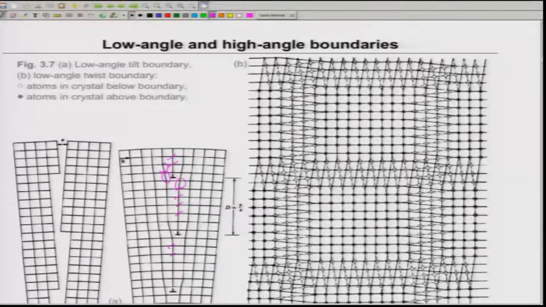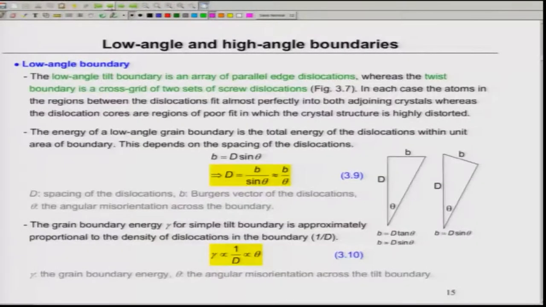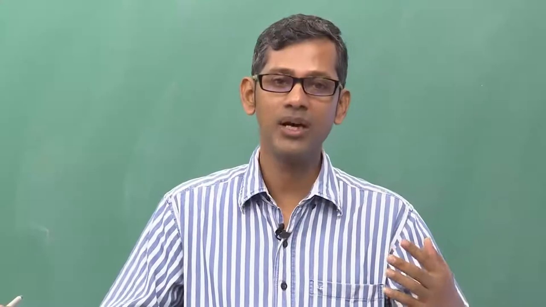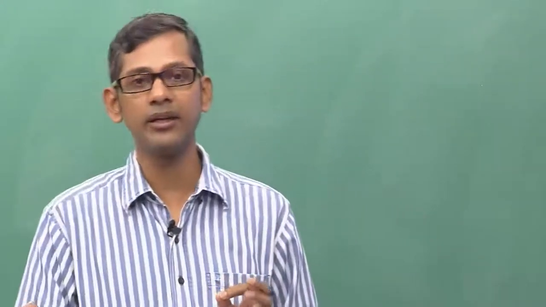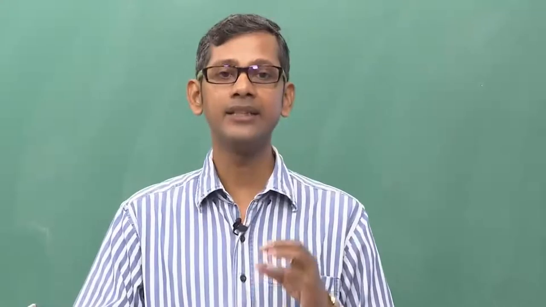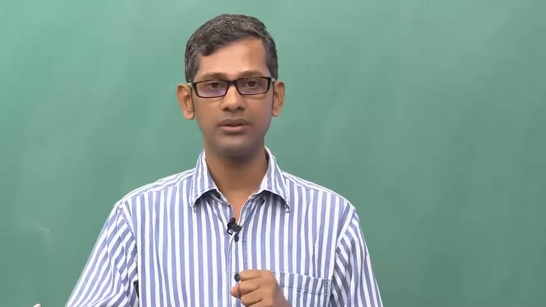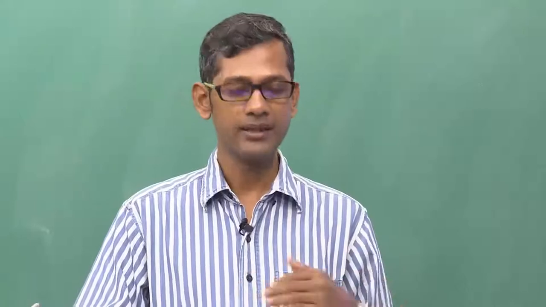This is the core distortion. Bonds are distorted, bent. That's what it says, right? So that means basically the energy of this boundary is nothing but the core energy of dislocations, correct? That is one thing you must take care from this lecture. The energy of the low angle grain boundary is nothing but the distortion energy of the core of dislocations, because you assume that the grain boundary consists of a parallel row of dislocations.